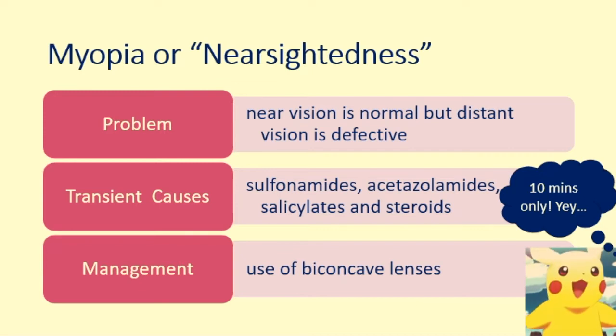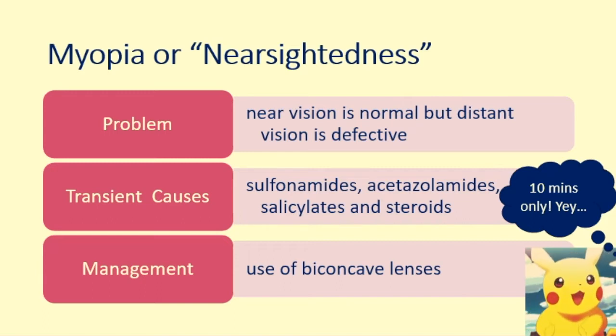So there are possible transient causes, particularly your medications. So you have your sulfonamides, your acetazolamides. So recall your sulfonamides are antibiotics. Your acetazolamides may actually function as a diuretic. Then you have your salicylates, such as your aspirin, and then your steroids, such as your prednisone, your methylprednisolone, and your dexamethasone. So they could be transient causes of your myopia or nearsightedness.